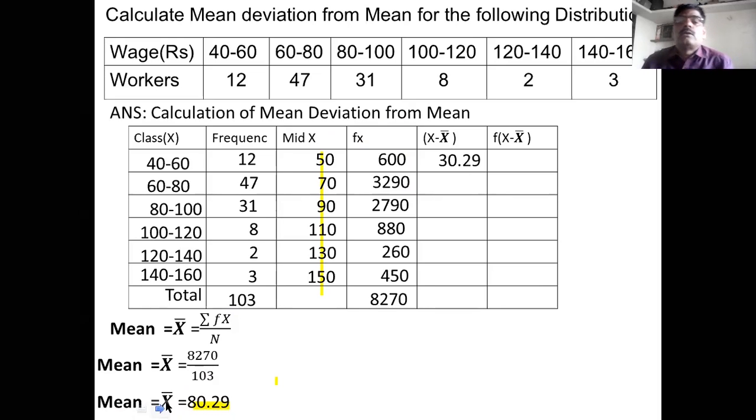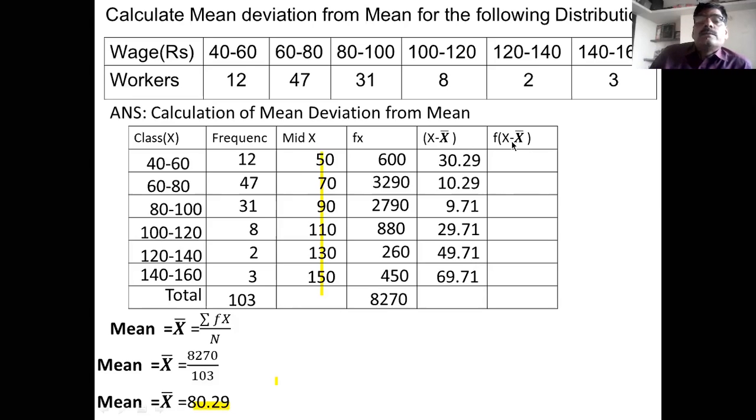First 30.29. Second 10.29. 9.71 third. Next is 29.71. 49.71. Last is 69.71. These are the x minus x bar values.